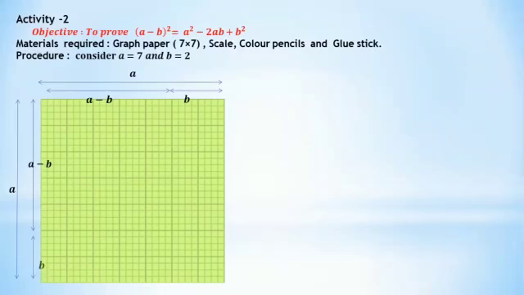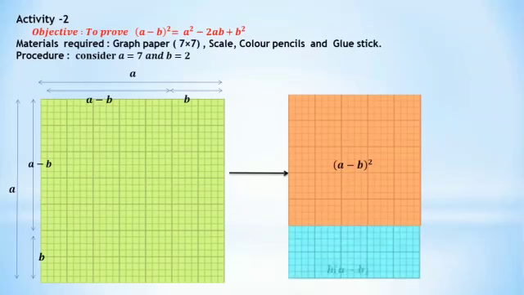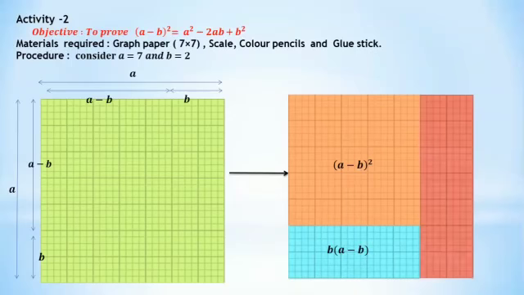So if you observe the square here, this is (a minus b) whole square. That means from the complete a square, I am removing (a minus b) whole square. So the leftover part is a rectangle, which is b into (a minus b), which has length as a minus b and breadth as b. The remaining rectangular part is having b into a, where a is the length and b is the breadth.